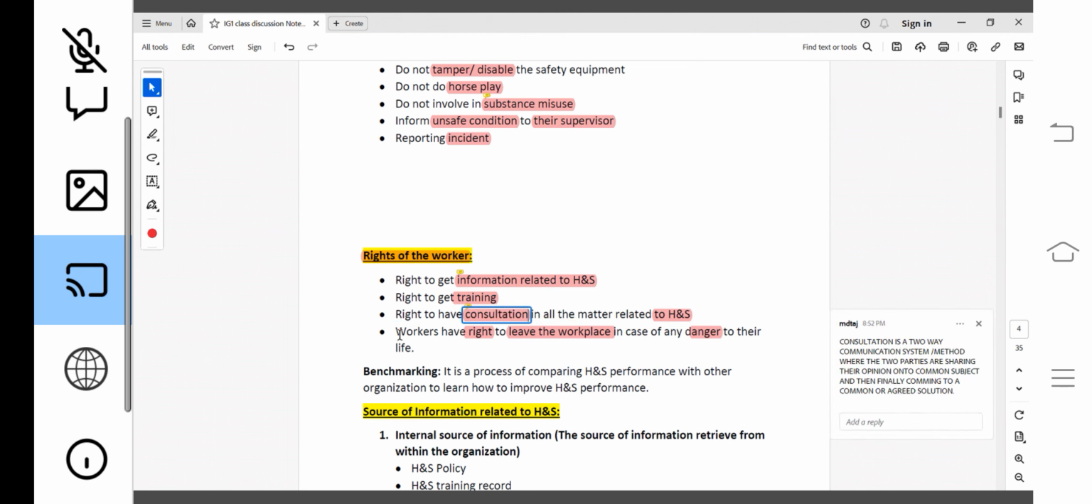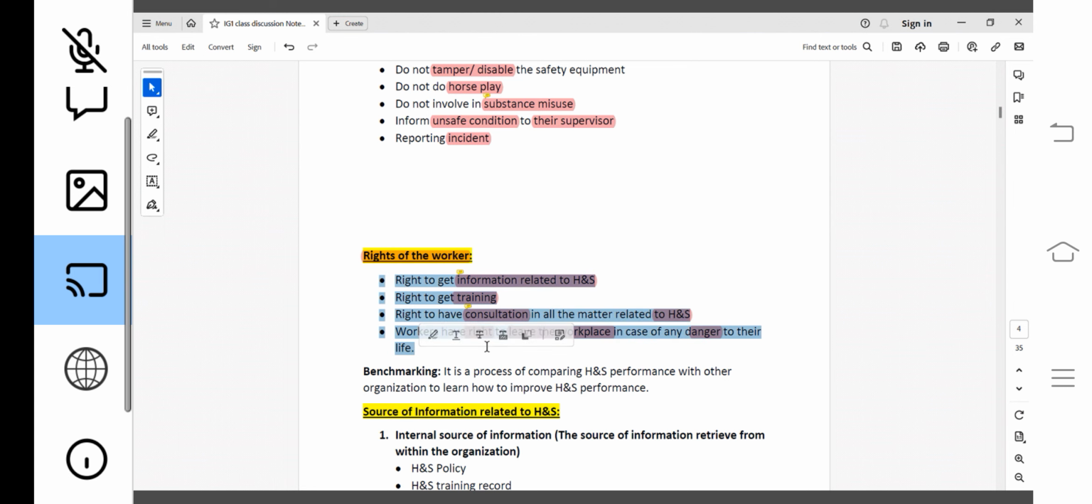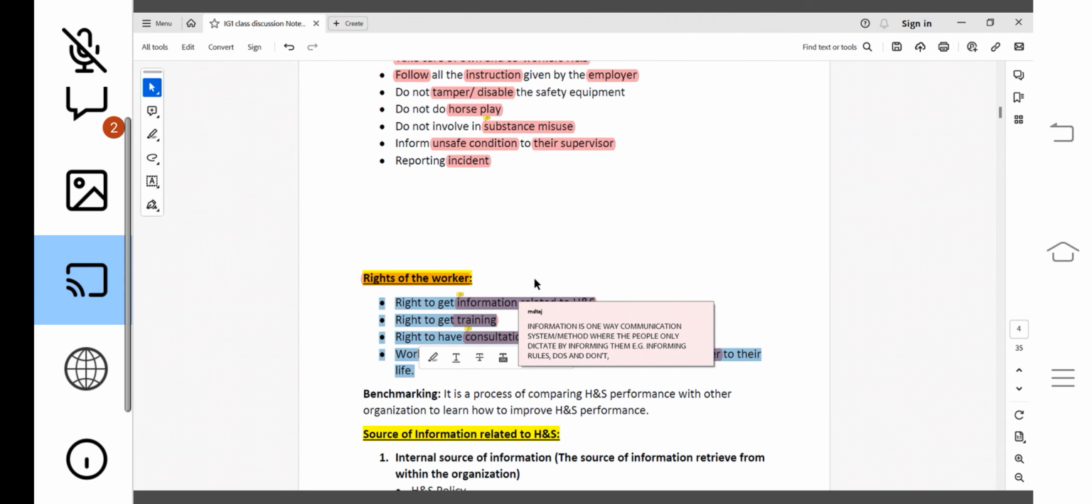And workers have a right to leave the workplace, meaning the factory, the plant, the construction site, or the office building, if they think the situation is going to take their life, or severe injury or illness will result. Now, rights of the worker, have you understood? Tell me.